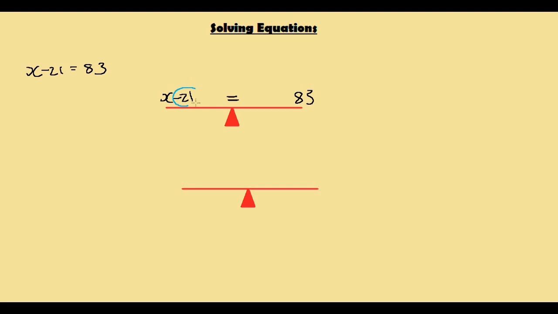How do we do that? Well, this minus 21 must be removed. How do we remove it? Opposite, plus 21. So do that to both sides, and you're onto a winner, because on the left hand side now we have just an x, which is what we were after. On the right hand side, 83 plus 21 makes 104. So x in this case equals 104, and that's the solution to our equation. We found out the value of x.